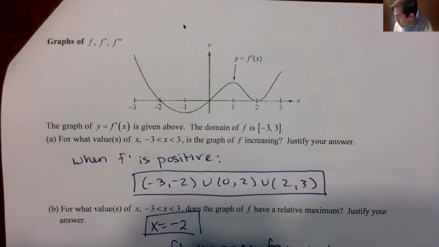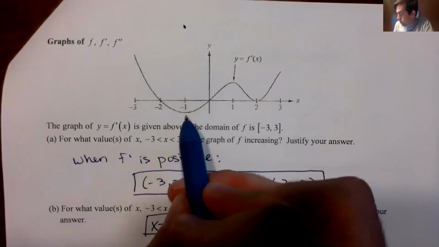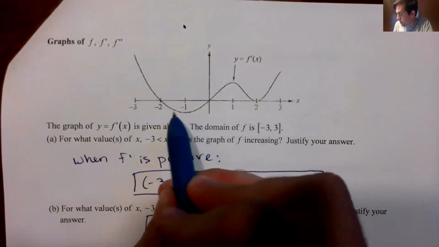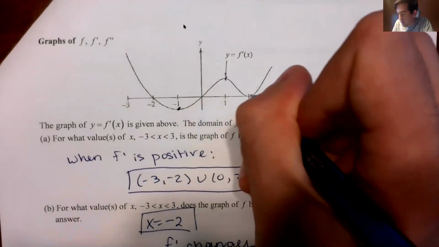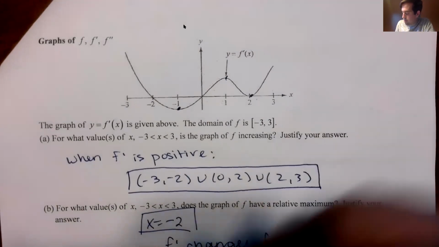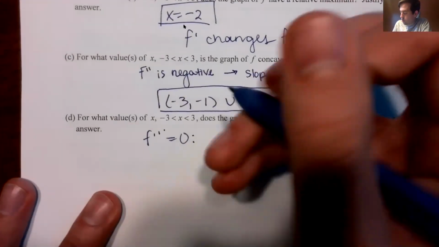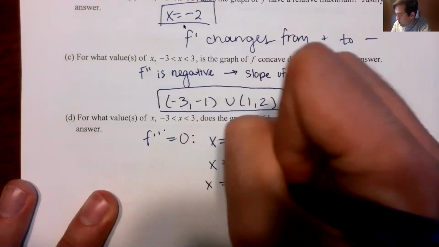Our second derivative equals 0 whenever the first derivative has a horizontal tangent. So that's happening here, here, and here, right? If we take the derivative of this, that's where we're going to have zeros. So it's going to be at x equals -1, x equals 1, and x equals 2.